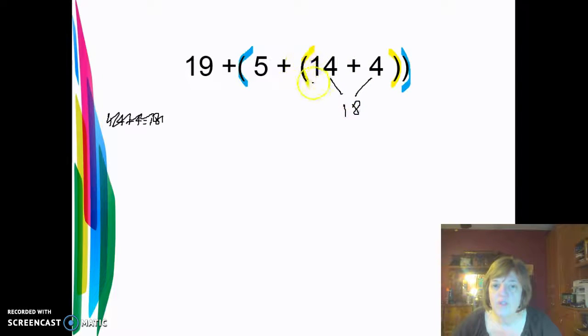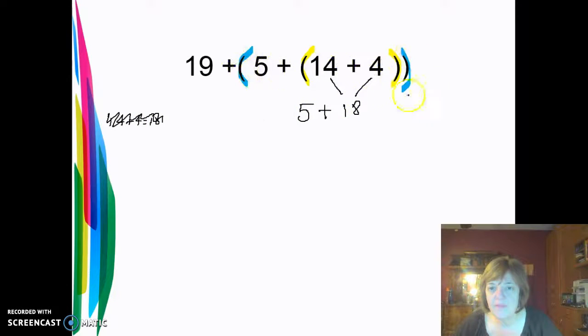Okay, we have now solved everything inside these yellow parentheses. We don't need the parentheses anymore because we have a 5 plus out here, saying 5 plus 18. Now what I want you to do, instead of doing this stuff over here, a lot of people are doing this kind of thing over here. Don't do this. Copy down whatever's left. So I've got my 5 plus the 18.